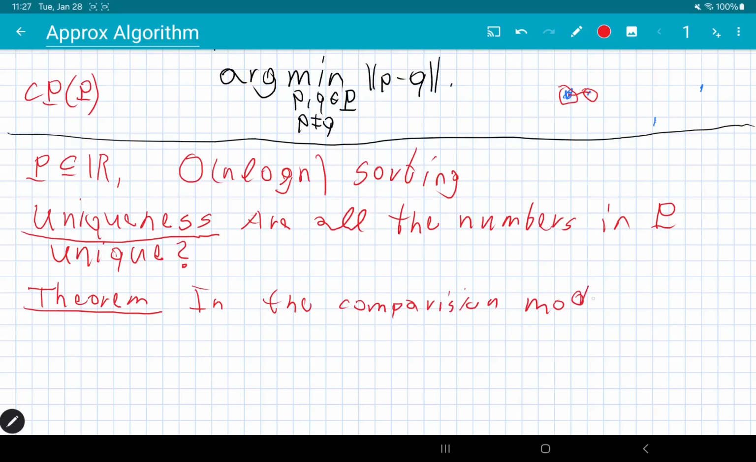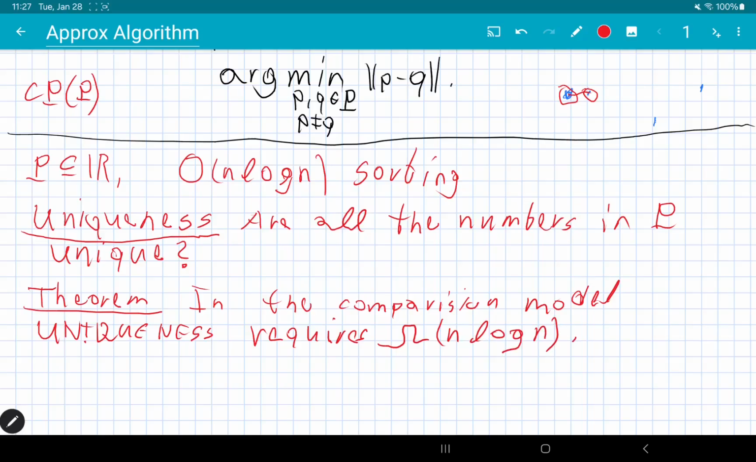so what is the comparison model? In the comparison model, essentially, you're allowed only to compare numbers. Smaller, larger, you're not allowed effectively to do any other operation. You can also subtract numbers and compare the subtracted number, something along those lines. So in the comparison model, uniqueness requires omega of n log n time.